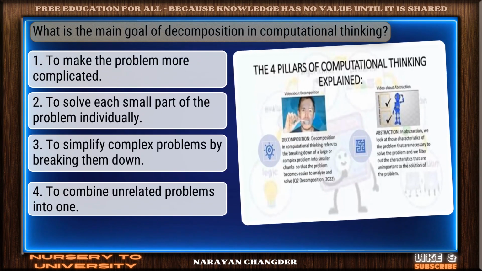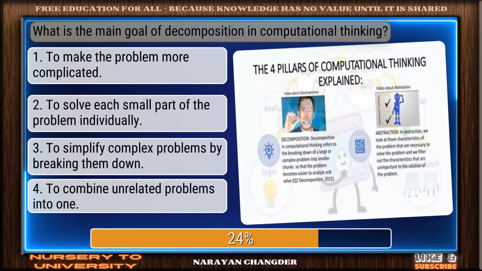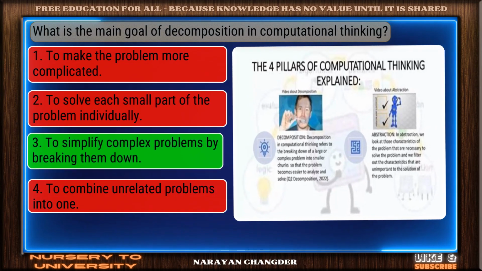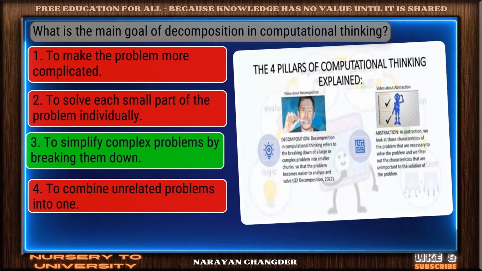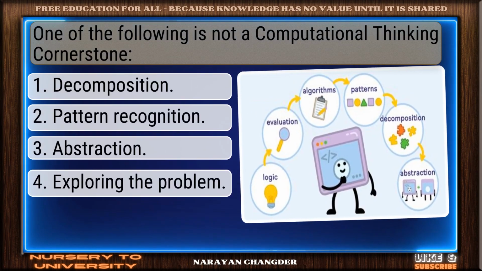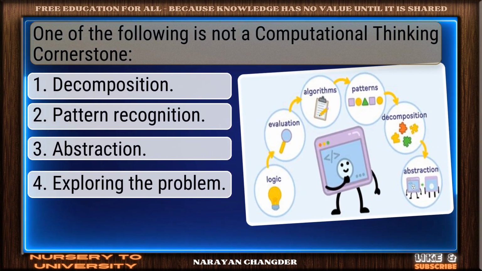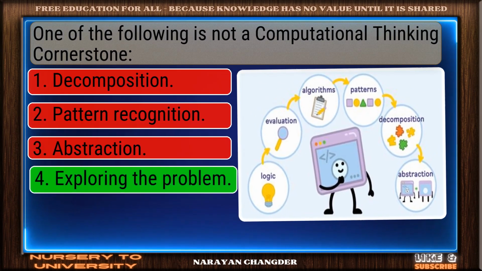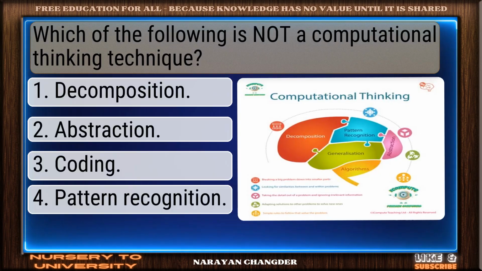Question number 5. What is the main goal of decomposition in computational thinking? Nice work. You chose to simplify complex problems by breaking them down, and it is correct. Question number 6. One of the following is not a computational thinking cornerstone. Excellent. Exploring the problem is a brilliant choice.